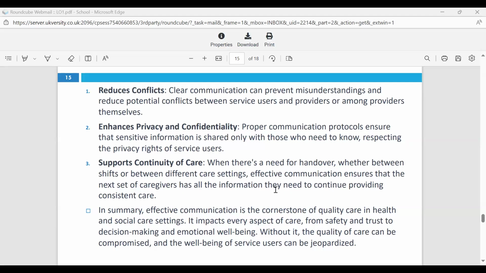Supports continuity of care. When there's a need for handover, whether between shifts or between different care settings, effective communication ensures the next set of care workers are informed. So, making sure you've supported them as well.